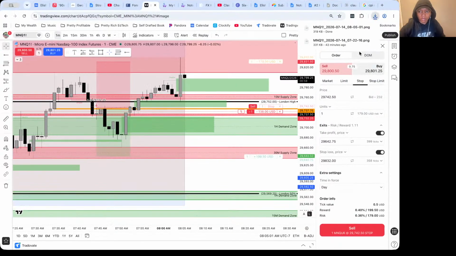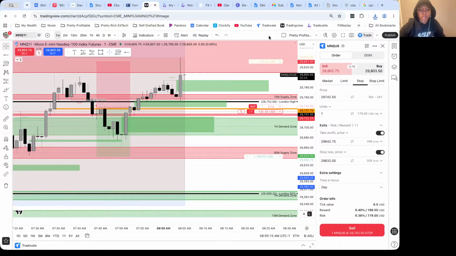I need help. My stop loss was hit, but it didn't close out the order. Why? I don't know. It should have stopped me out. I don't know why it didn't.